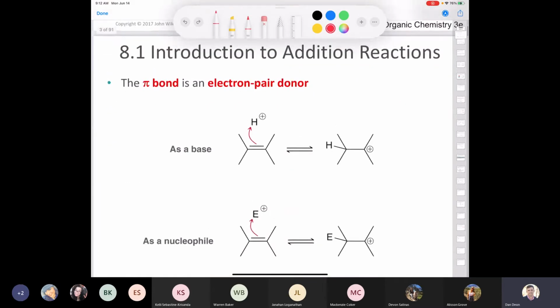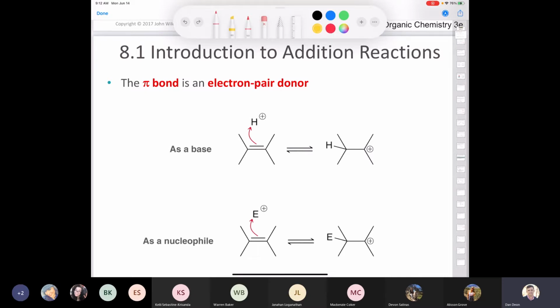All right, so let's start by talking about the pi bond. How can a pi bond get involved in an addition reaction? Well, we can think about the electrons in a pi bond as behaving as a base, right? Because what's a Lewis base? It's an electron donor. A Lewis acid is an electron acceptor. A Lewis base, again, is an electron donor.